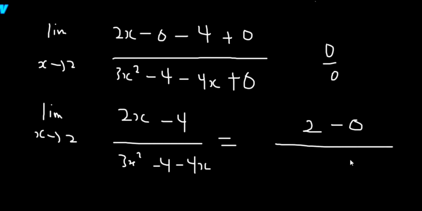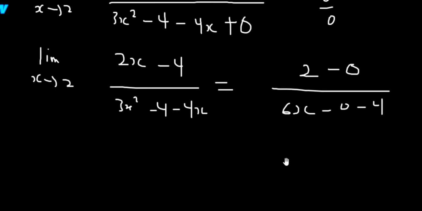So all over the derivative of what? 3x squared will be 6x minus the derivative of 4, which is 0, minus the derivative of what? Minus 4x, which will be what? 4. So this will at the end give me the limit as x approaches 2 to be equal to what?